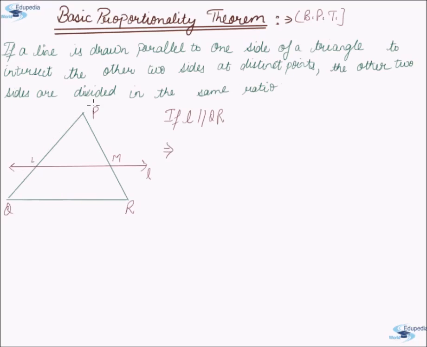Now the other two sides are PQ and PR, and the PQ line is divided into PL and LQ, and PR is divided into PM and MR. So according to this theorem, their ratio will be same. That is, the two sides PQ and PR are divided in the same ratio.